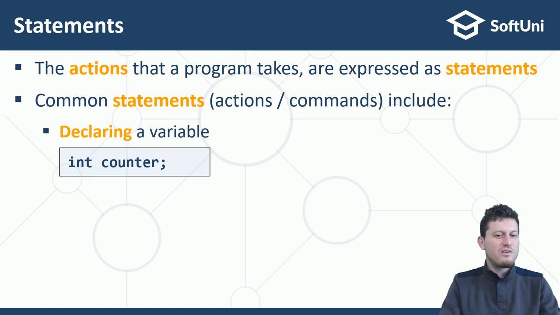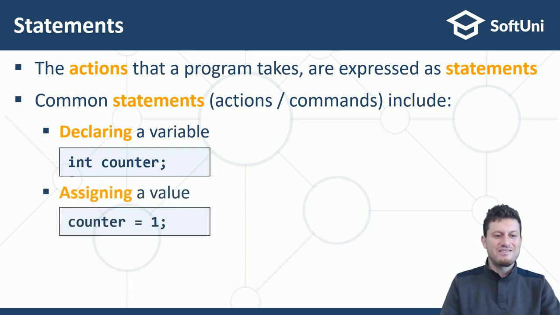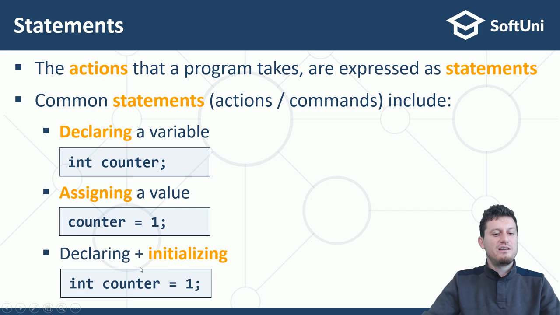These statements, commands or actions include things like declaring a variable, like int counter semicolon. They end with this semicolon, which says this is the end of the statement. There is no more coming after that. This is the end of the current statement, and the next statement comes after that. Assigning a value is done like this: variable equals value. Declaring plus initializing might be combined, like here: int counter equals 1.